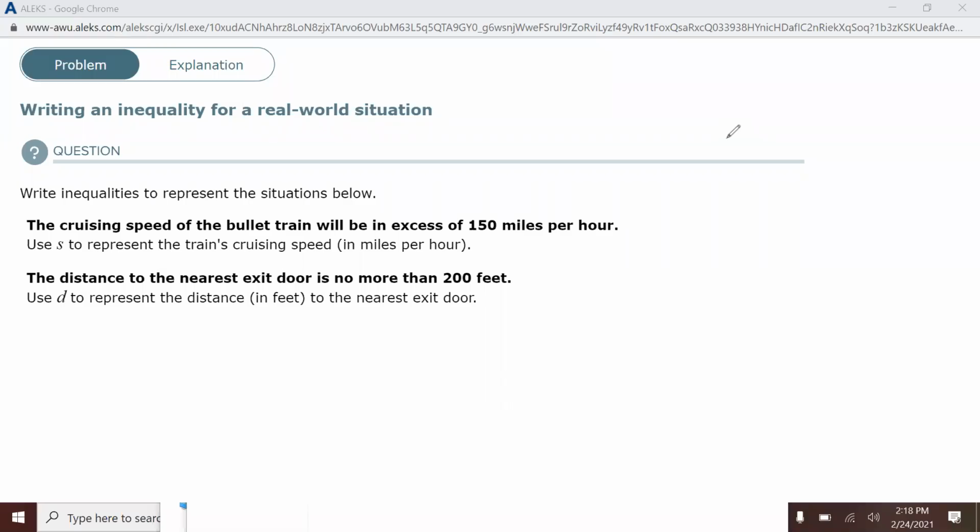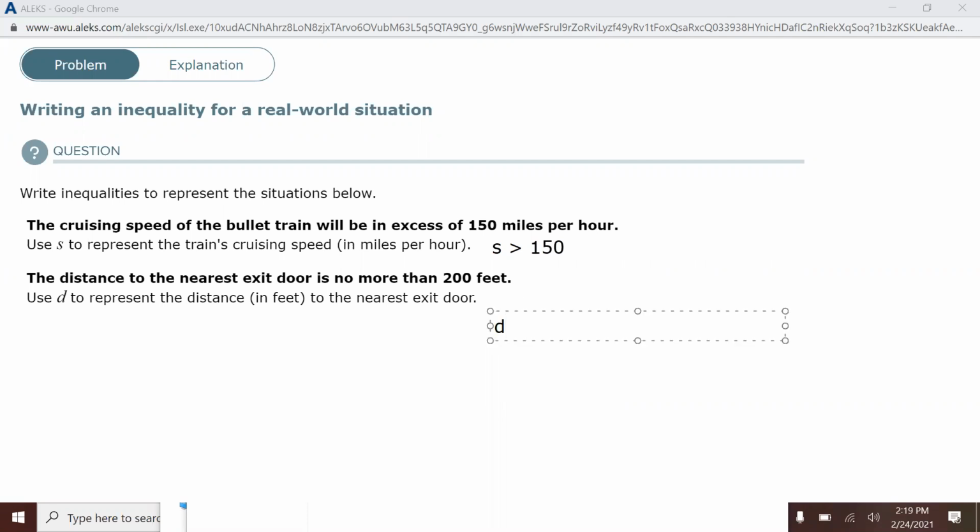So on this one, we will be writing a quick inequality statement, and that's it. So for the first one, we read, the cruising speed of the bullet train will be in excess of 150 miles per hour. That means that the speed is going to be more than 150, like that. For the second one, the distance to the nearest exit door is no more than 200 feet.